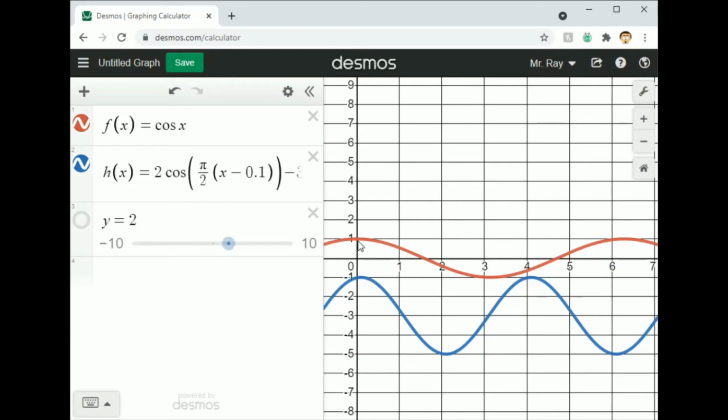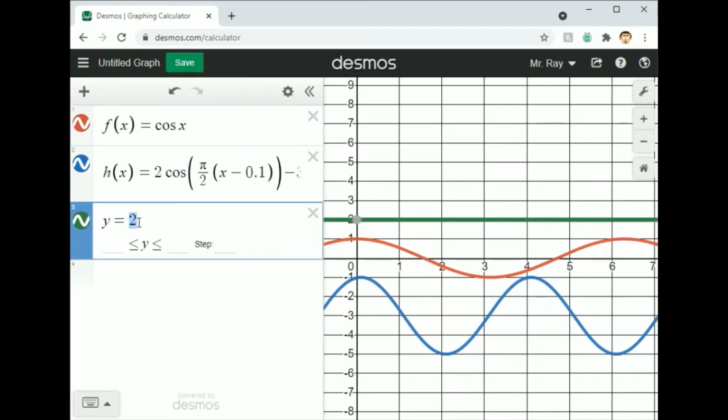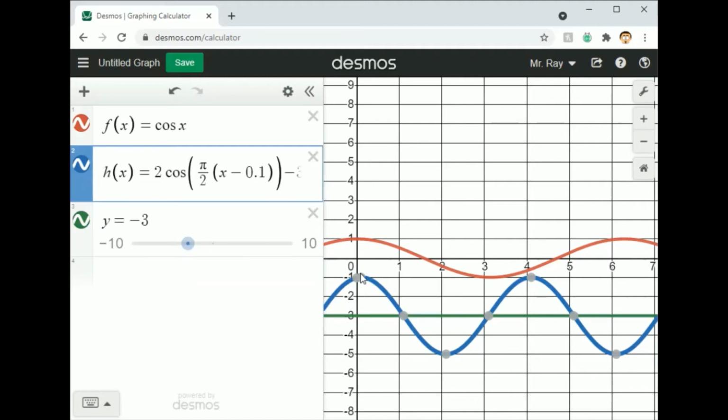So our regular cos repeated its cycle. Actually, sorry, let's do the amplitude first. That's the easiest one. I'm going to put in y equals negative 3, just so you can see the rest position of the modified function h at x. It does have an amplitude of 2. It goes 2 above and 2 below the rest position. So that's good.